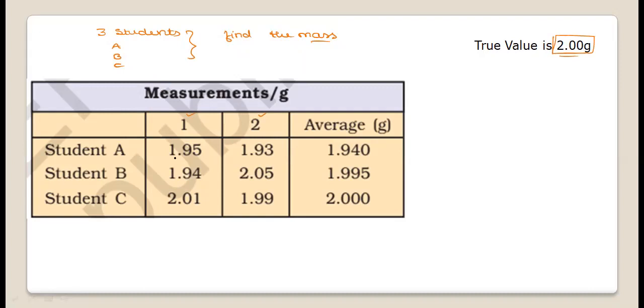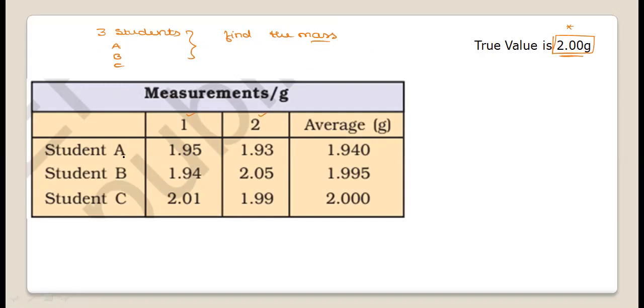And after getting their results, we'll try to explain whether the student data is precise or accurate. So there are 3 students A, B, C, and they have to find the mass of a substance, and the true value of the mass is 2 grams. It is known to be 2 grams, but the students do not know this. So they are going to analyze this with the help of an experiment. Then after their experiments, we are going to tell whether the obtained value of the student is precise or accurate by understanding the concept.